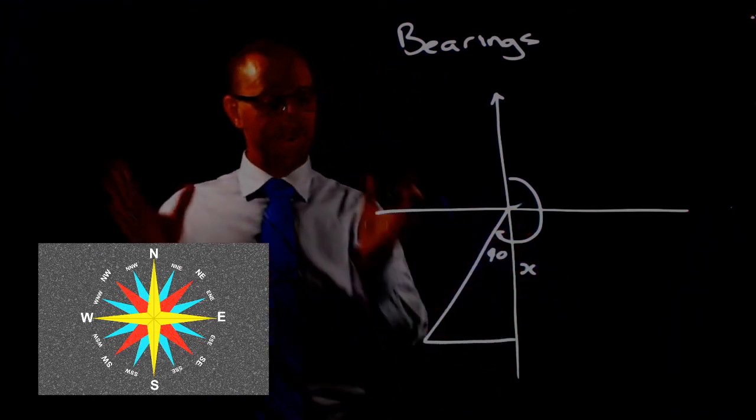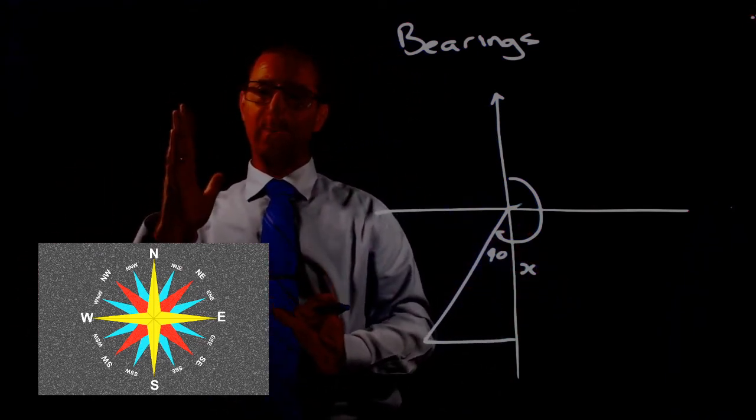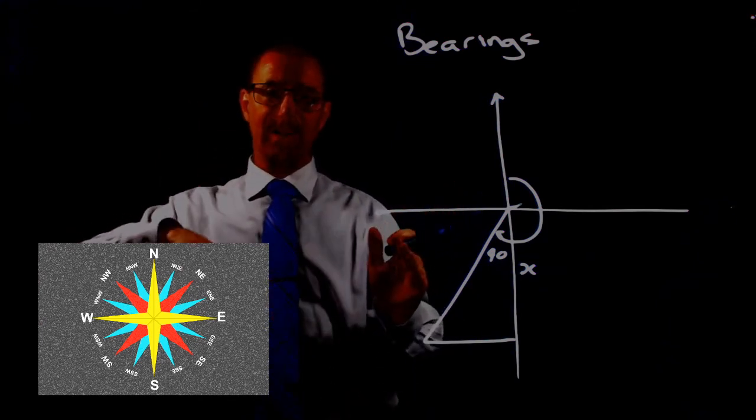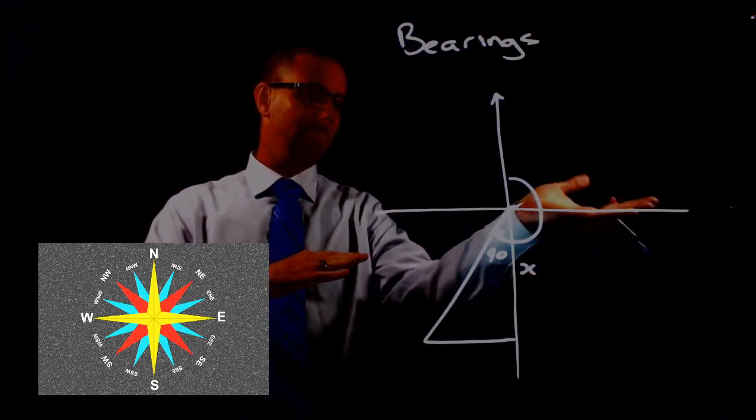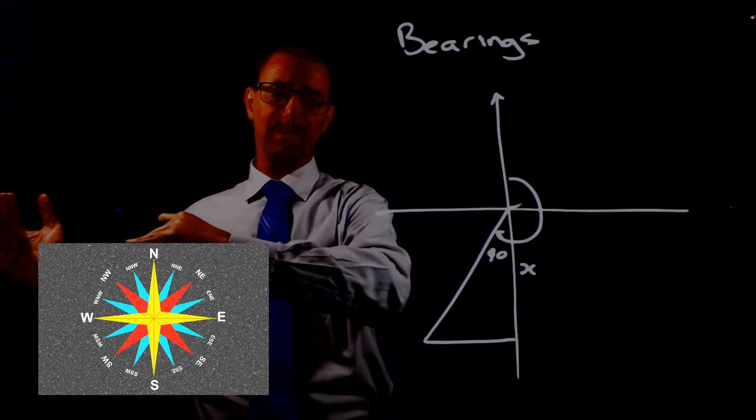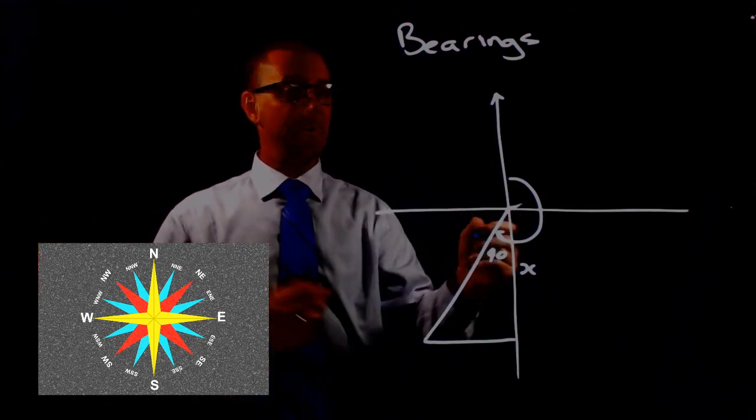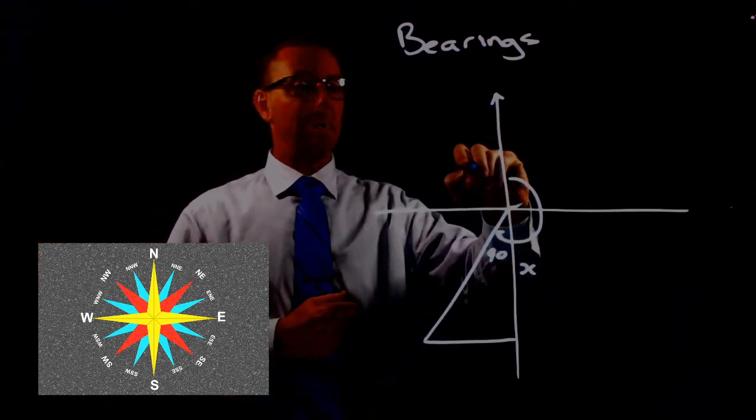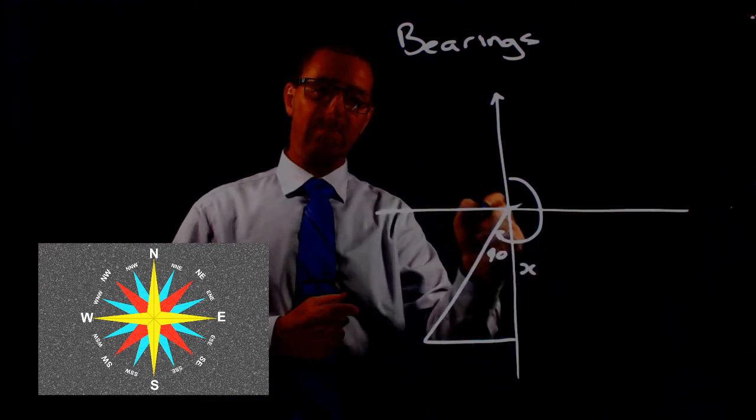So we need to understand the compass first of all, that north is straight up, south is straight down, east is off to the right, west is off to the left, and then a bearing is the angle measured in a clockwise direction from north.